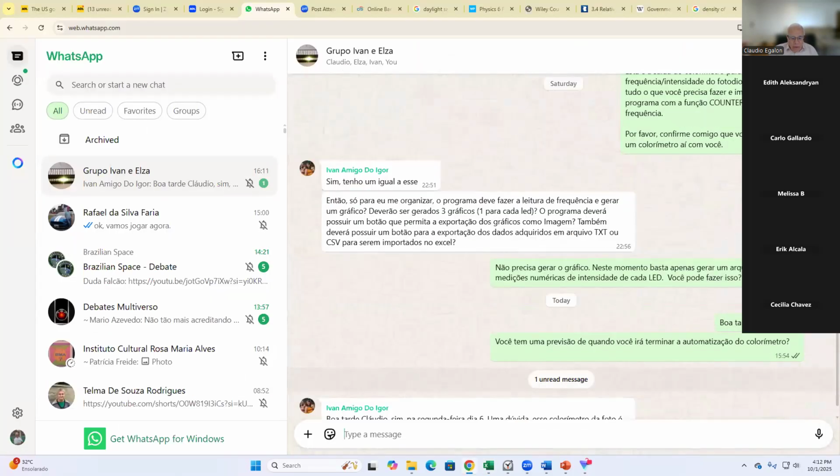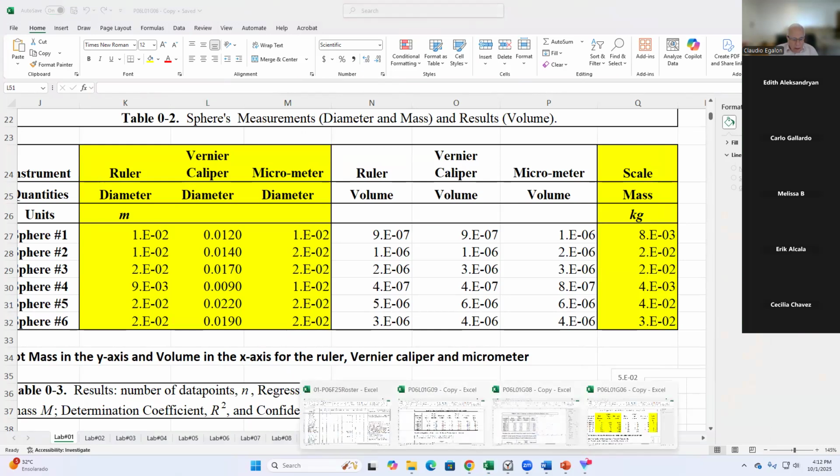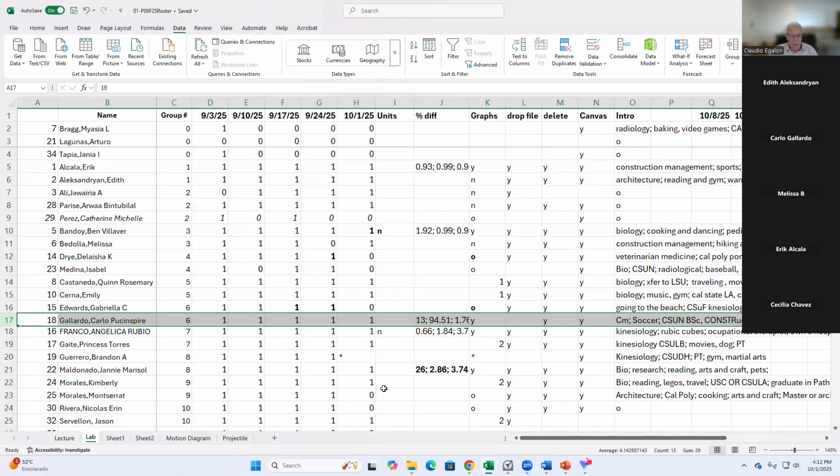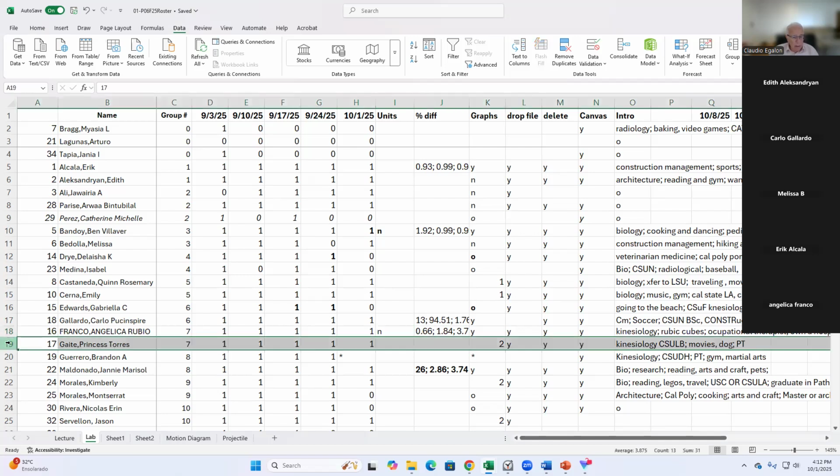Okay, so now, 13%, good. So now you should be working with the units, right, Carlo? Yes. Okay, so Angelica, did you manage to work with the units? Did you finish the units already? Not yet. Not yet? Okay, so I'll get back to you later on.